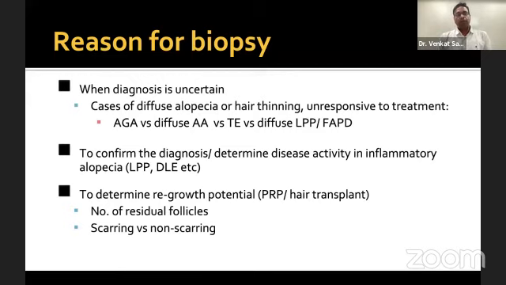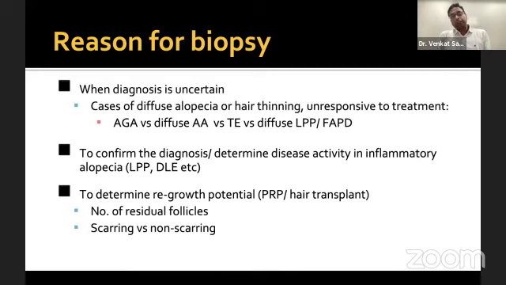So often people need long-term immunosuppressants, and you don't want to give them an immunosuppressant unless you have a confirmatory diagnosis. Or you may want to differentiate LPP and DLE because one has systemic implications, one doesn't. Okay. And then you want to determine the regrowth potential.